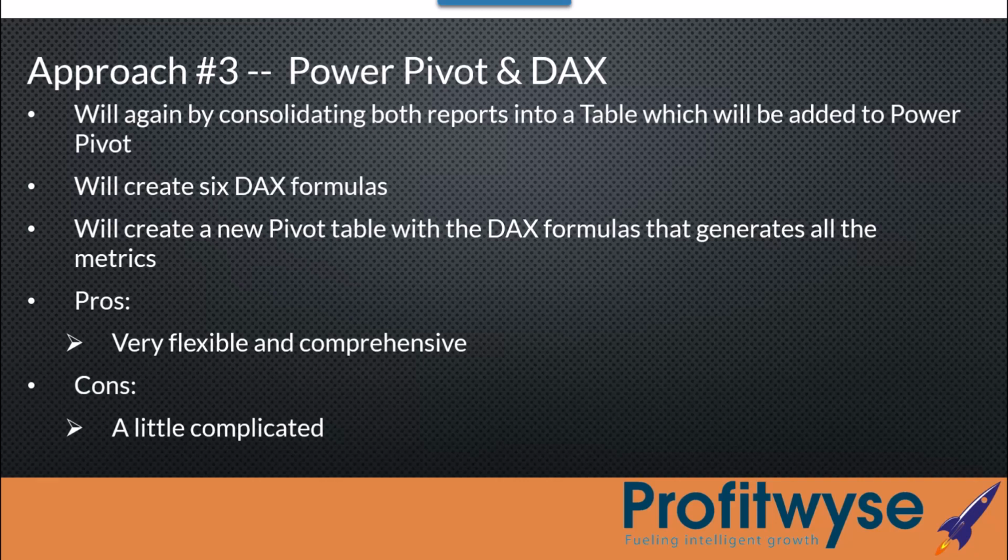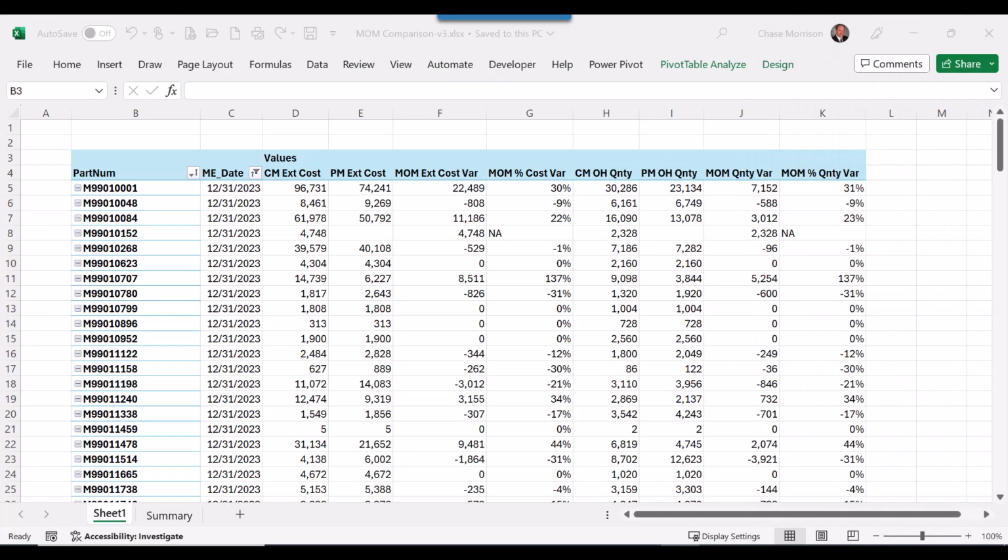So this is by far the most flexible and comprehensive example, but it is a little complicated to implement. So we're going to show you a quick little demo of what it looks like here. So here's what the finished product is going to look like. You can see we have the part numbers in the first column, and then this column is telling us what month end date this little analysis relates to.